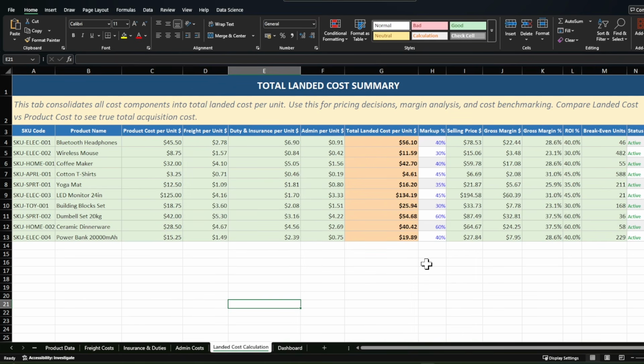We will also discuss what your selling price should be by marking up some percentage on your cost so that you can have a positive gross margin. And we will also discuss what your break-even units should be, how many you need to sell in order to cover your fixed cost. So let's start.